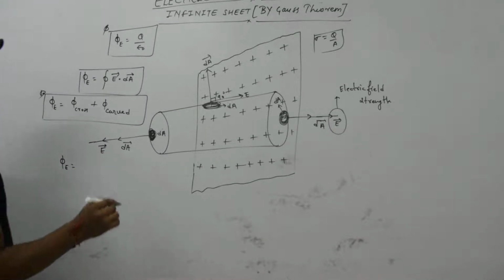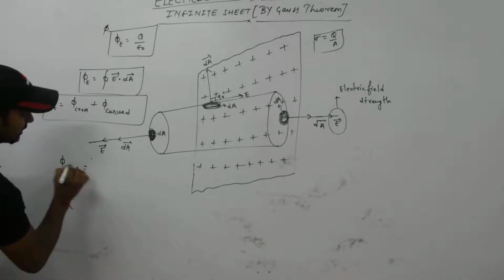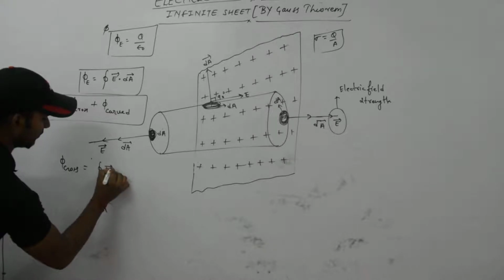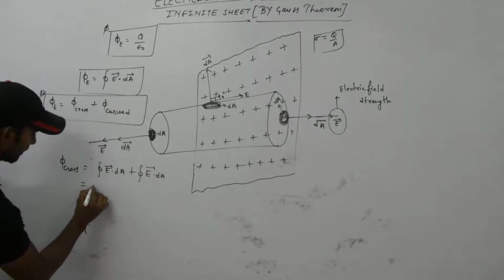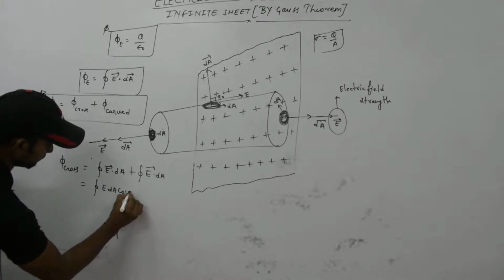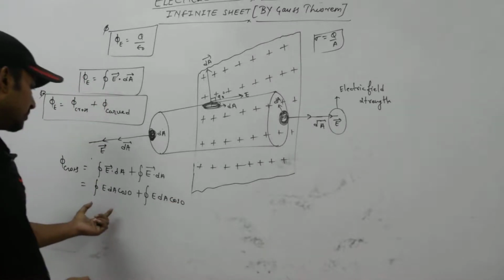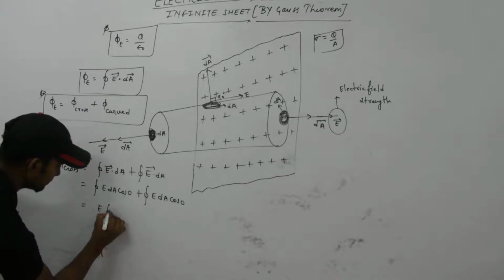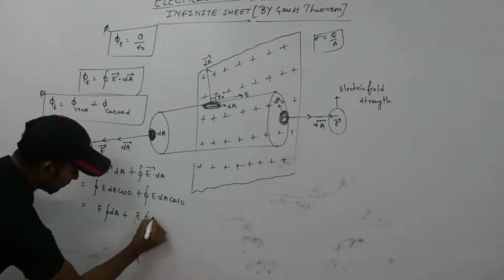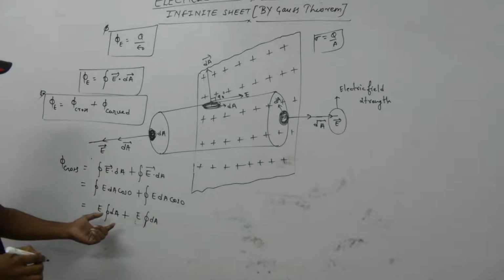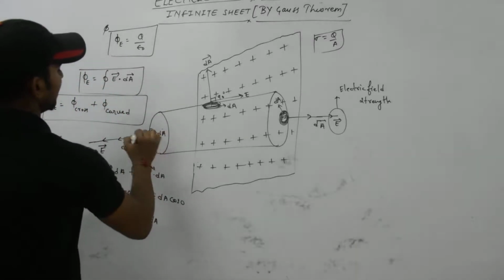So total flux phi is equal to, due to the cross section area, I can write cross section integration of E dot dA plus here also integration of E dot dA, and I can write E dA cos 0 plus closed integration E dA cos 0. As we know that cos 0 is 1, so simply E dA plus E dA. Now if I am integrating dA, then we have to put the total cross section area. So if I am integrating dA, then I will get A.